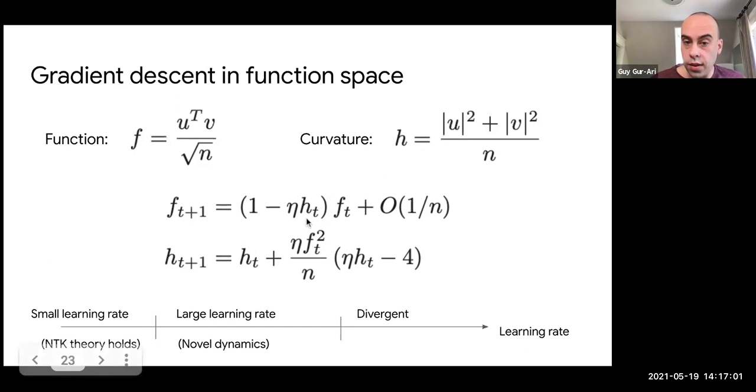So now to close this system of equations, we have to write down the update equation for h as well. And the nice thing is that because the model is so simple, the equations actually close on these two variables, and we don't have to keep introducing variables. So this is the update equation for the curvature, and it's just written in terms of the previous curvature and the function. And so we've now reduced the problem from having 2n equations to having just two equations.